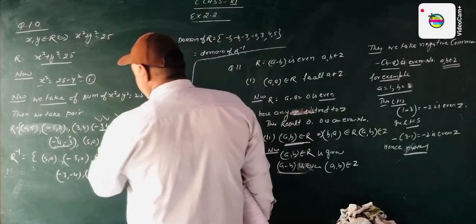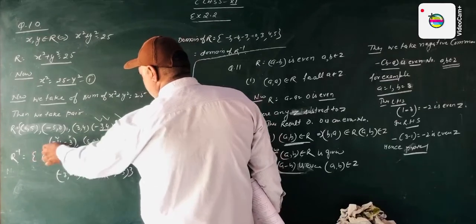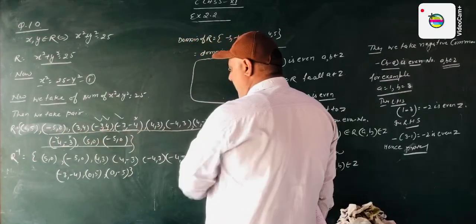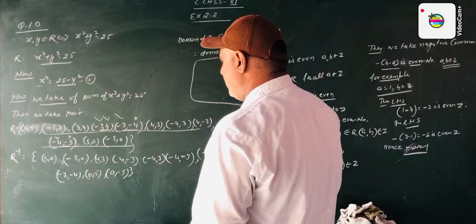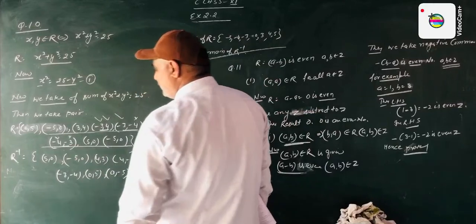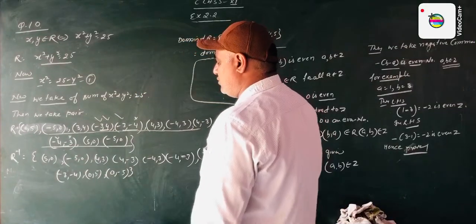So then we take the others: 5 0, minus 5 0. These are the ordered pairs of this R, for which the sum of both terms is equal to 25. Now in these questions we also have to find the inverse of R for these two terms.